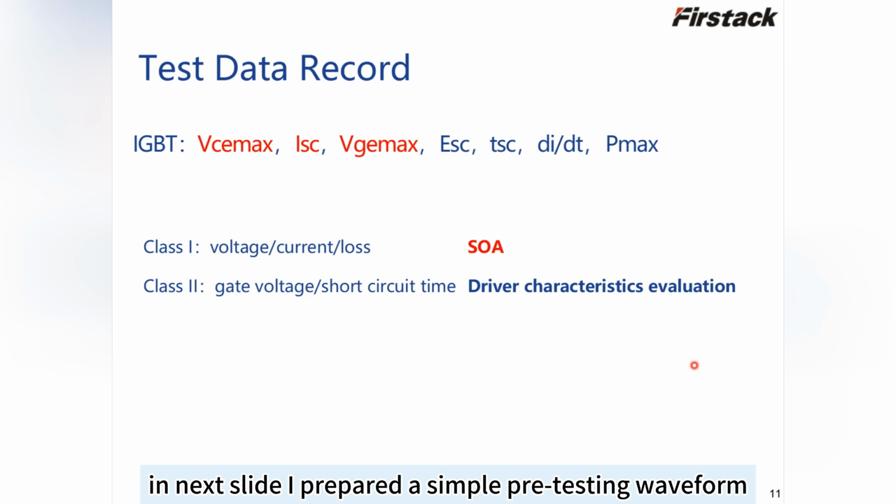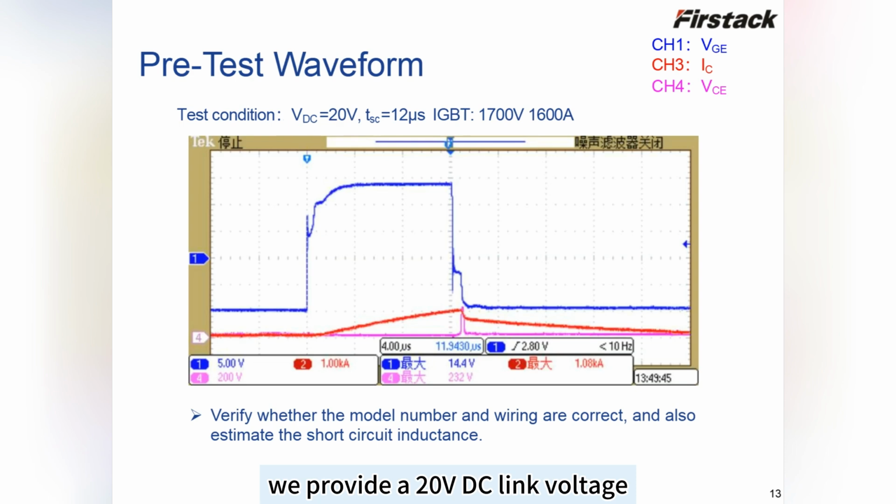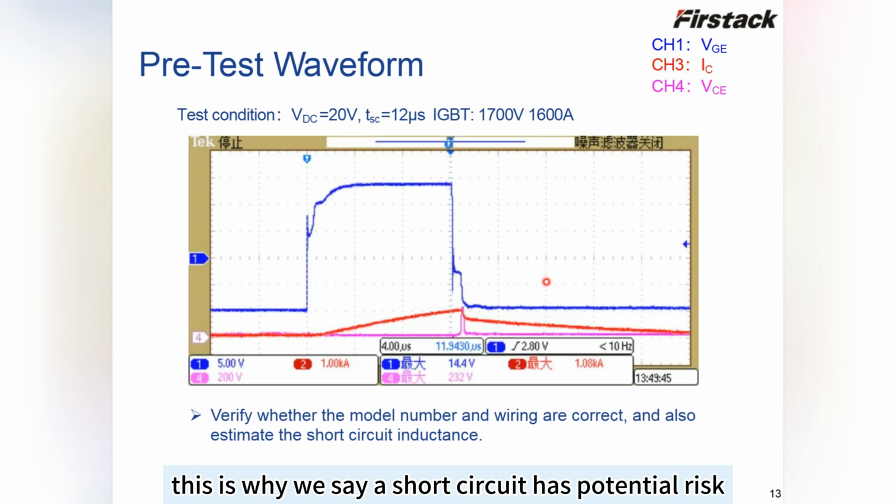In the next slide, I prepared a sample pre-testing waveform. We provide a 20 volt DC link voltage, the pink line, and the module is a 1700 volt and 1600 ampere module. Gate voltage is blue here, and the red line is our current. So you can see that the current is already 1000 amperes at such a low voltage. This is why we say short circuit has potential risk.